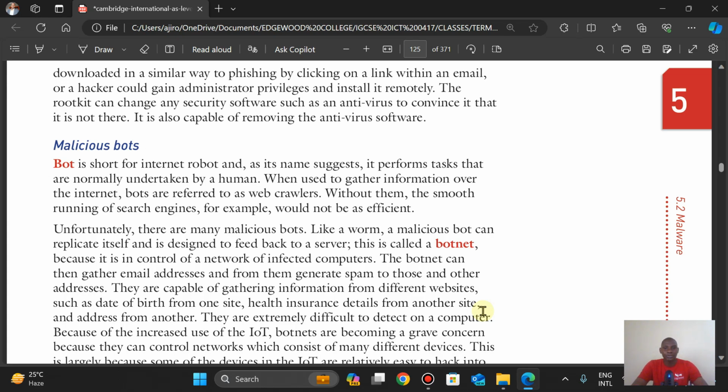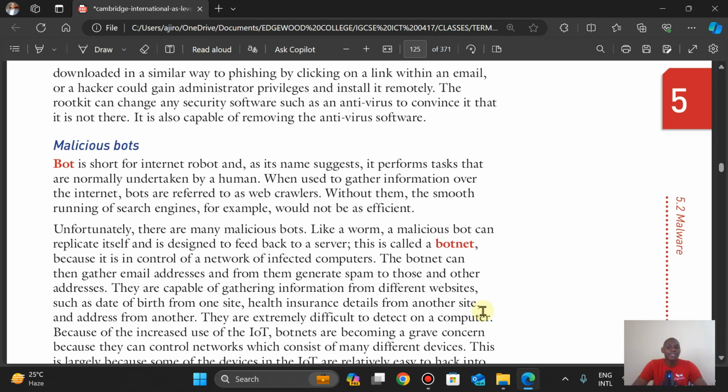It's designed to feed back to the server called the botnet. Because it is in control of the network of infected computers, the botnet can gather email addresses and, from them, generate spam to those and other addresses. They are capable of gathering information about different websites, such as your date of birth from one site, health insurance from another site. This is what so many hackers make use of. They use malicious bots, and they gather so much information from websites you have visited that has personal details, and they get a lot of money from them.